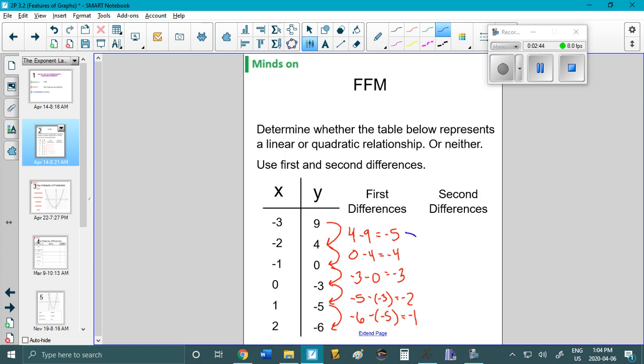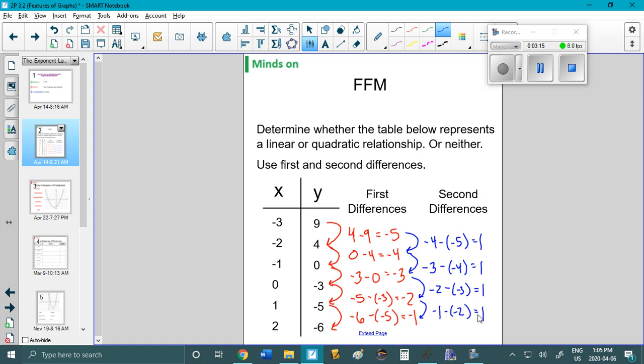Now we're going to do the second differences. So same idea as yesterday, so negative 4 minus negative 5, and that's going to be 1. Negative 3 minus negative 4 is going to be 1 again. Now you're probably like, oh, they're all going to be 1. But just do it anyway, just to make sure, because you never know when I'm going to mess with you. Negative 1 minus minus 2 is 1. Okay, so all the second differences are the same.